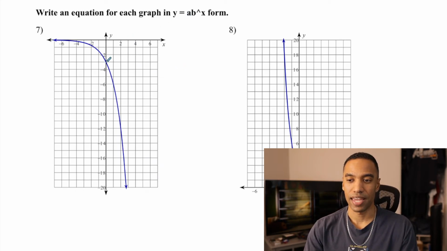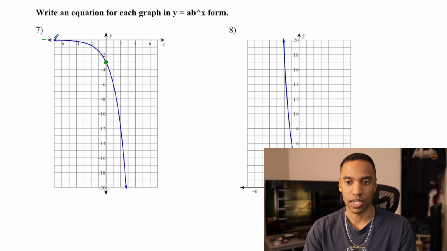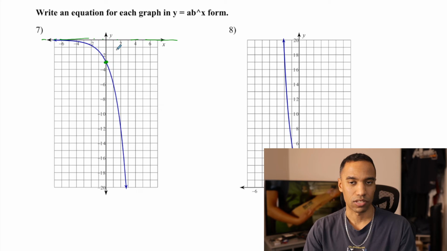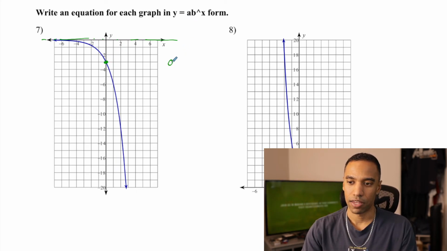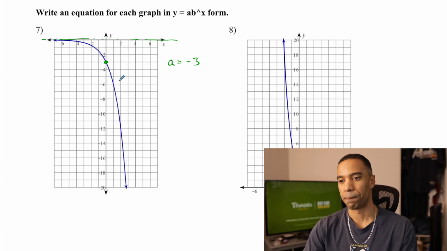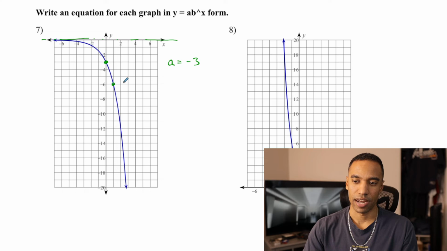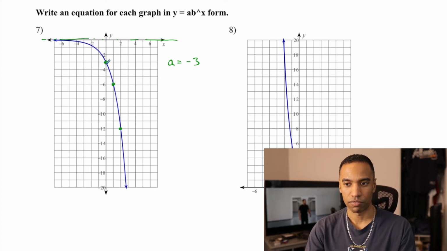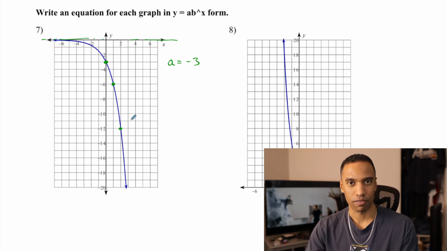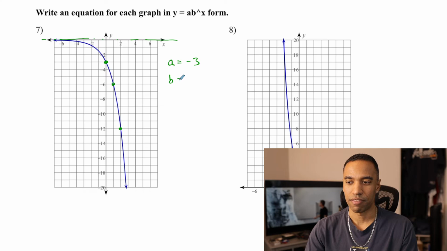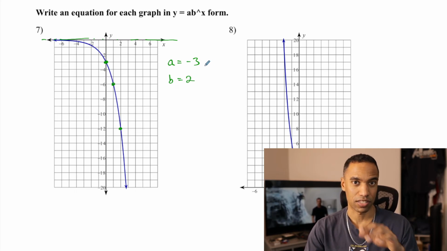So with regard to a here, now this is an asymptote on the x-axis there, y equals 0. So the y-intercept is a. So the a value in this case is going to be negative 3 because that is the y-intercept of 0, negative 3. Now the next values here are negative 6, negative 12. I went from negative 3 to negative 6. That's doubling it. I went from negative 6 to negative 12. That's doubling it. So your b value is 2. That's as x increases by 1.